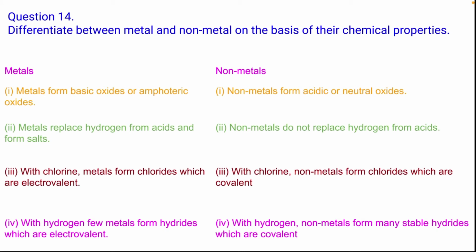Next, with chlorine, metals form chlorides which are electrovalent, whereas with chlorine, non-metals form chlorides which are covalent in nature. Electrovalent and covalent, I hope you know. Electrovalent means they form ionic compounds, covalent means they form covalent compounds. Last point: with hydrogen, few metals form hydrides which are electrovalent, whereas with hydrogen, non-metals form many stable hydrides which are covalent. So these are the main differences on the basis of chemical properties.